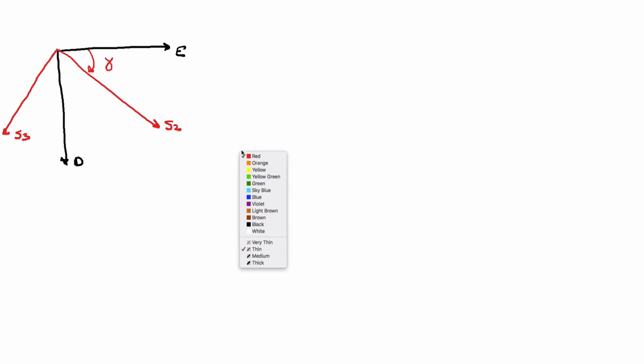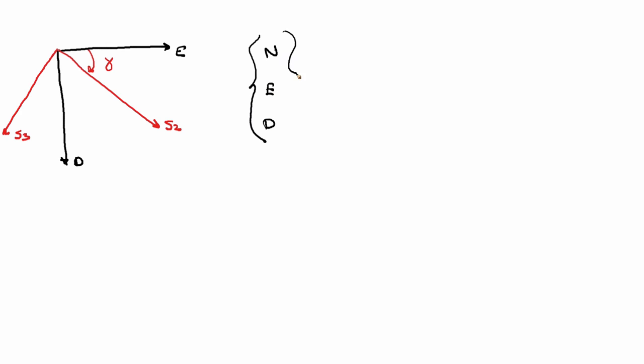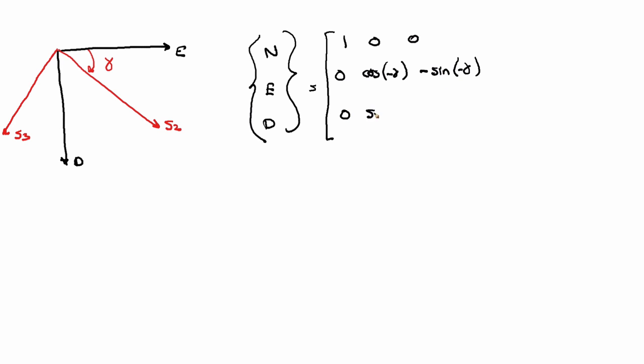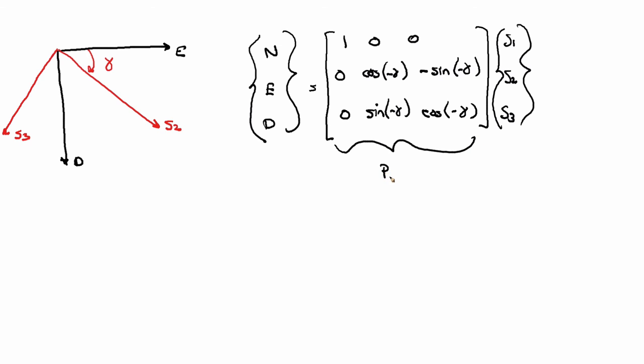Okay, so our last one is in the plane of east-down. And we have S2 and S3, and this is gamma. I'm just going to write down the matrix form directly for this one. Call that R3.